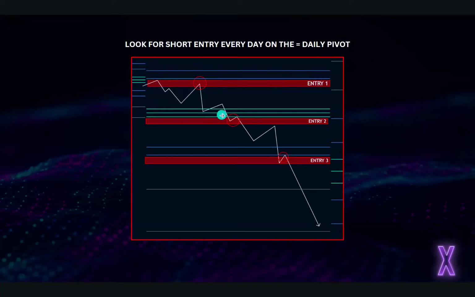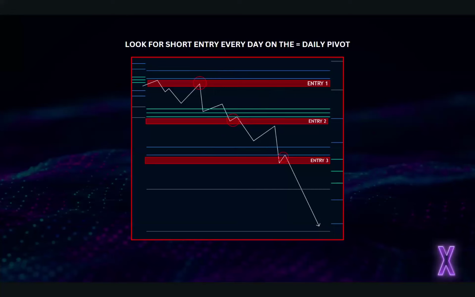Entry number two, we're going to take when price breaks below the pivot, the daily pivot, and we enter just as it breaks below. And then entry three will be if price breaks these bottom two blue lines, which is previous day low and support one. So these are going to be the only three places we're going to look to take short entries when price is underneath the weekly pivot.